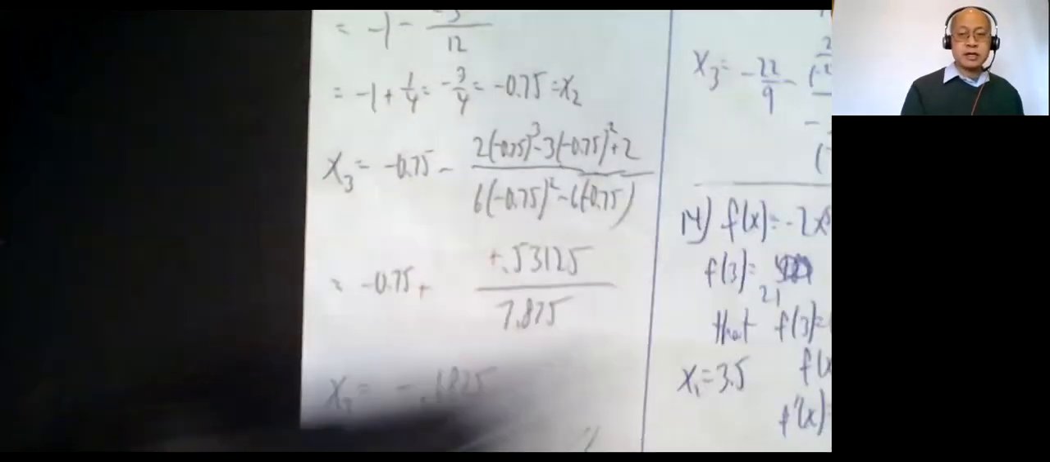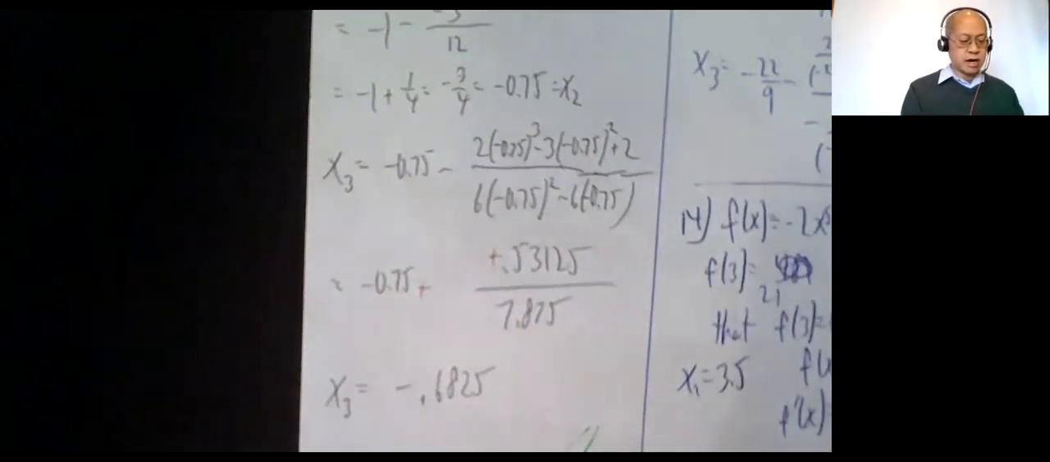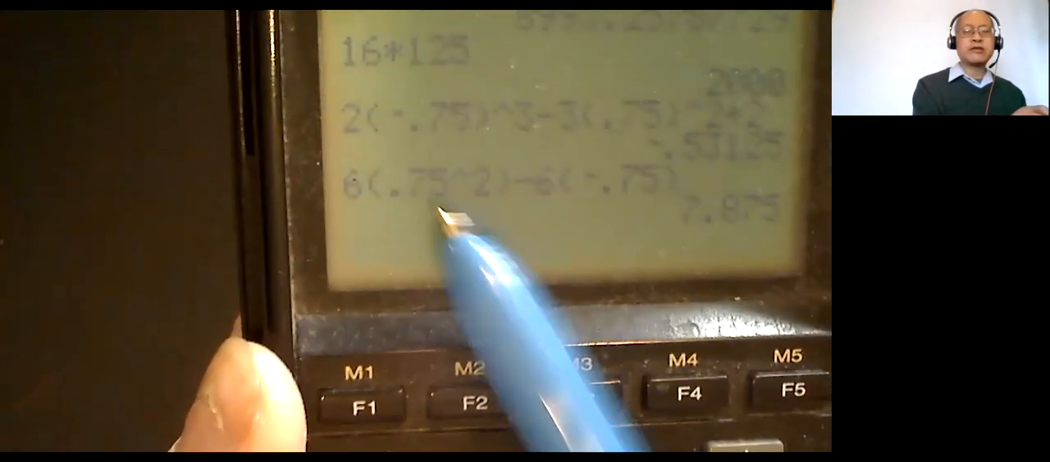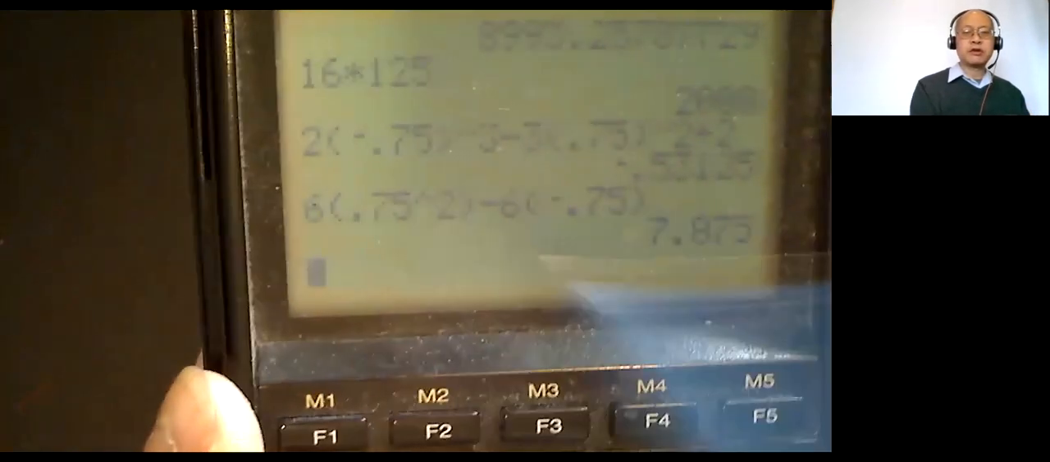Then the bottom, 6 times -0.75 squared. So 6 times 0.75 squared, and then minus 6 times -0.75, that gives 7.875. Technically I'm supposed to put a negative here, but -0.75 squared is the same as 0.75 squared, so save yourself some energy there. 7.875, and then that's a double negative. So finally, x3 is all this.